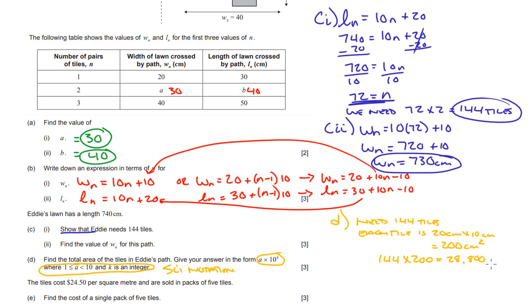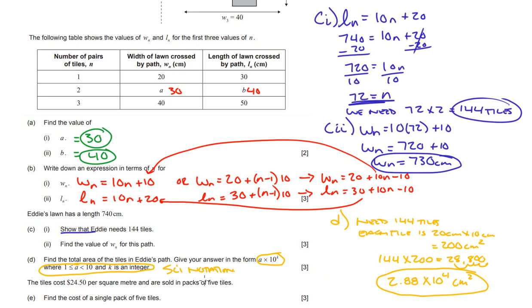So the decimal is right here. To turn it into scientific, we got to go 1, 2, 3, 4 back. And that's going to be 2.88 to 3 significant digits times 10 to the... We took this big number and made it smaller, so to make up for it, we have to make this number bigger. So it's going to be positive 4. So it's 2.88 times 10 to the 4th square centimeters is going to be the total area in Eddie's path.